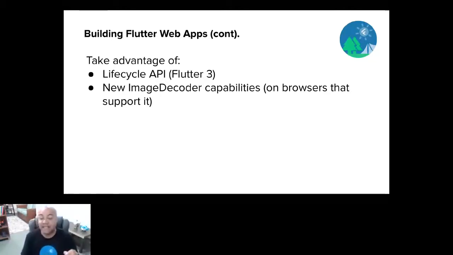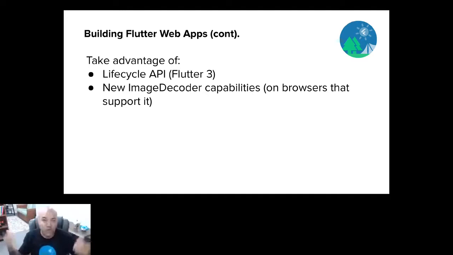And last but not least, the image decoder capability, only for browsers that support it. You can make sure that your images, when you're loading JPEGs, PNGs and images in your application, perform a lot better when you use the new image decoder available in Flutter 3. So you need to be upgraded, you need to be on the latest version of Flutter, and that allows you to do that.